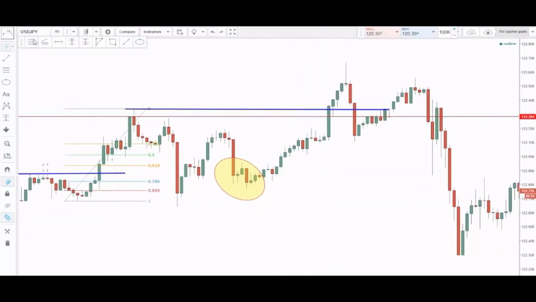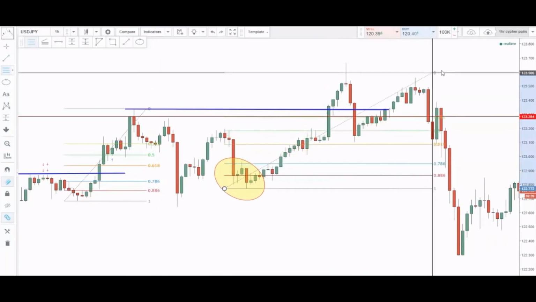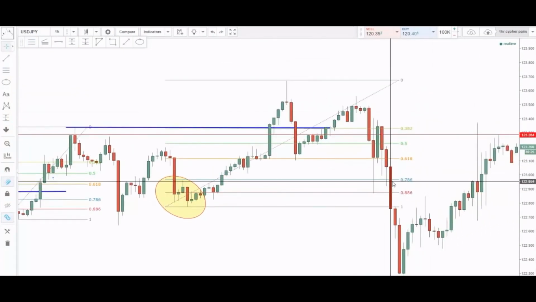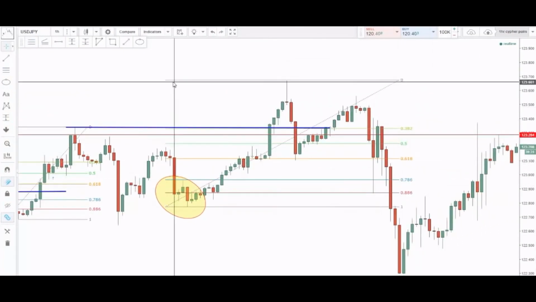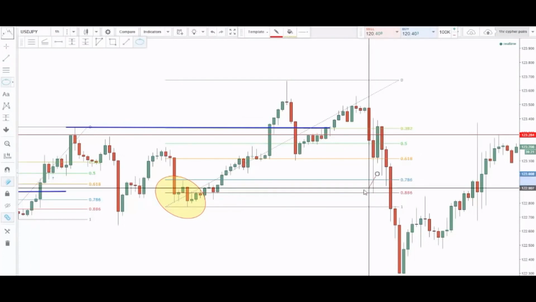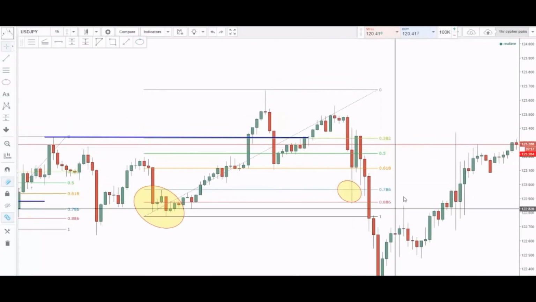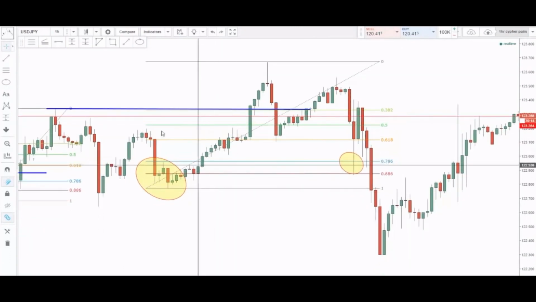So we come from this swing low up to the swing high before it starts to retrace. We would have bought the 786 right here on this candle wick, and we would have been stopped out of this trade. But look here, look what happens now.